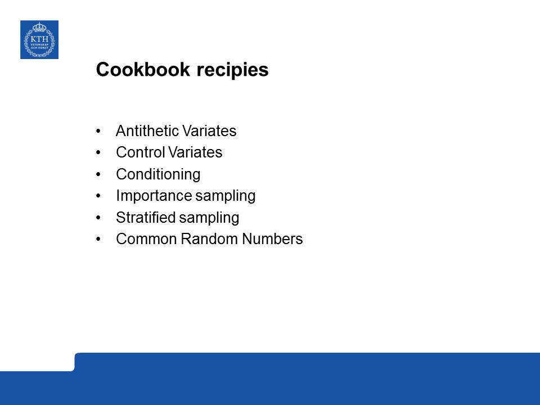In this lecture we will cover some of the recipes that are found in the cookbook of chapter 9 in Ross. There are a number of techniques with different names: antithetic variates, control variates, conditioning, importance sampling, and a few others. They all have in common that they try to reduce the variance of our estimators by cleverly designing our experiments. There's no single recipe that works for all simulation problems, so it's good to have a cookbook to select from, to see what particular technique can be applicable to the problem that you have at hand.